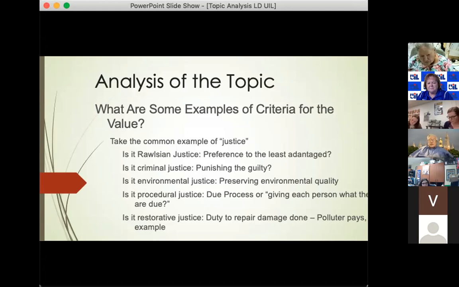One of them is Rawlsian justice, after John Rawls, the great Harvard philosopher, who's always talking about giving preference to the least advantaged among us, which in this case would be peoples of developing countries. Is it criminal justice, punishing the guilty? Is it environmental justice, preserving environmental quality? Is it procedural justice, meaning due process or giving people what they're due? Is it restorative justice, the duty to repair damage done, polluter pays, for example? And that will come into play on this topic as well.